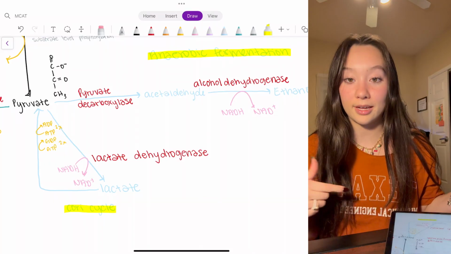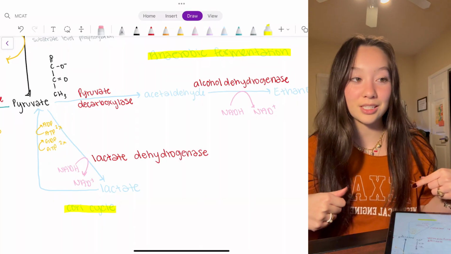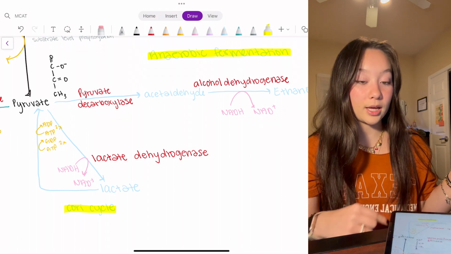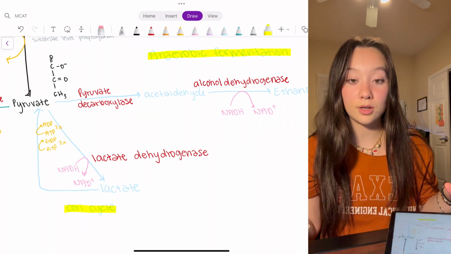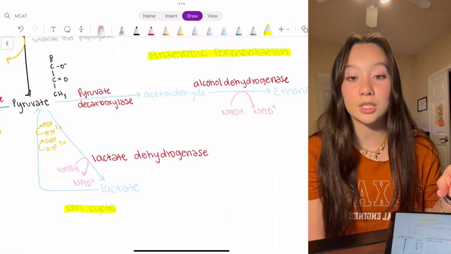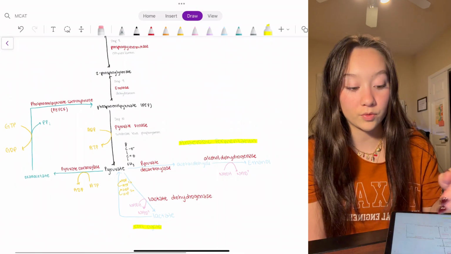This is often called lactic acidosis. So your pH levels drop, which is not really good. So bringing lactate back up to pyruvate prevents that lactate buildup. The Cori cycle also kickstarts gluconeogenesis, which is going back up to pyruvate to glucose.